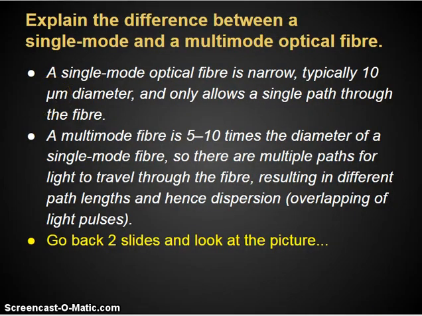Explain the difference between a single mode and a multi-mode optical fiber. Pretty straightforward. A single mode optical fiber, like I said, is typically less than 10 micrometers in diameter and only allows a single path or a single frequency to run through that fiber, whereas a multi-mode fiber is considerably larger and you can have multiple paths for light to travel through. So you can have multiple frequencies going through at the same time, but a single mode can be run for a lot longer distance than a multi-mode. With multi-mode, you're going to get a little bit of noise generated in the line, but it still is much better than using copper.